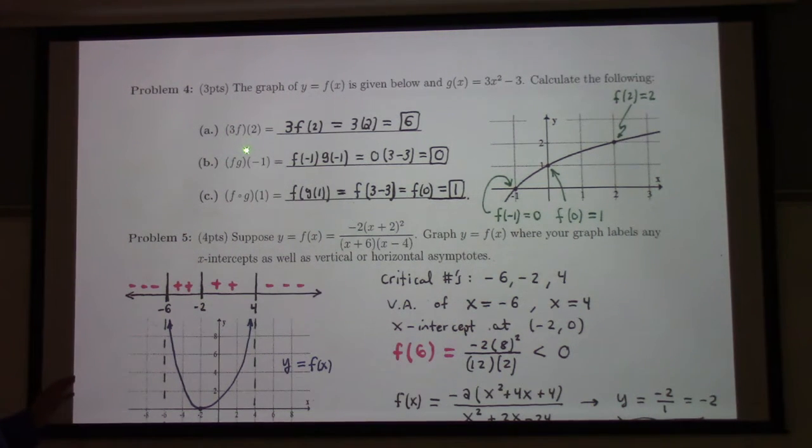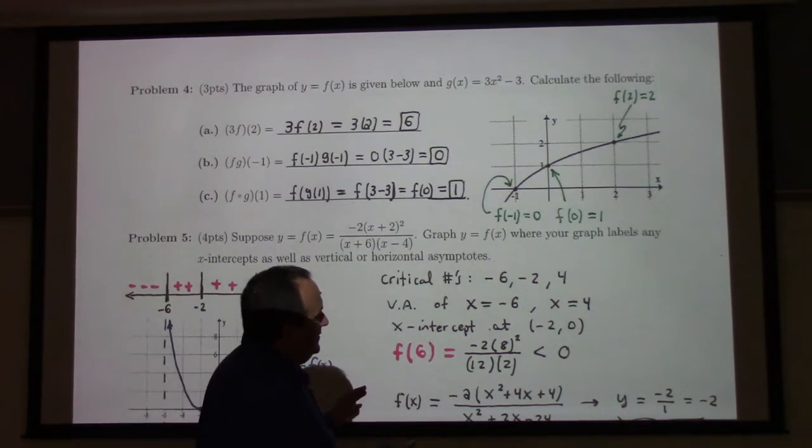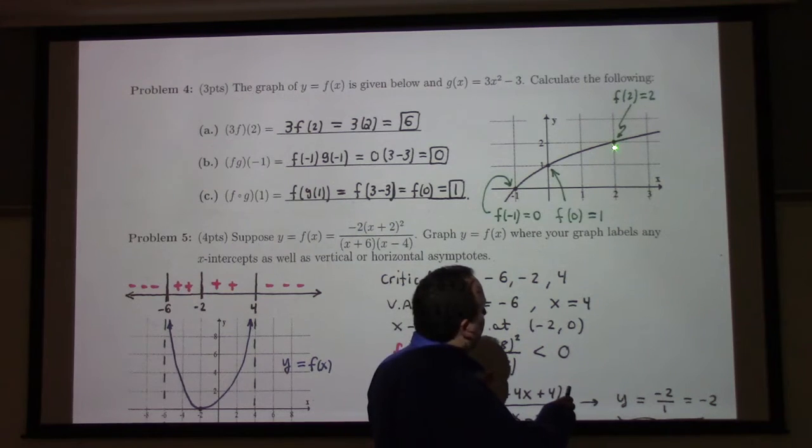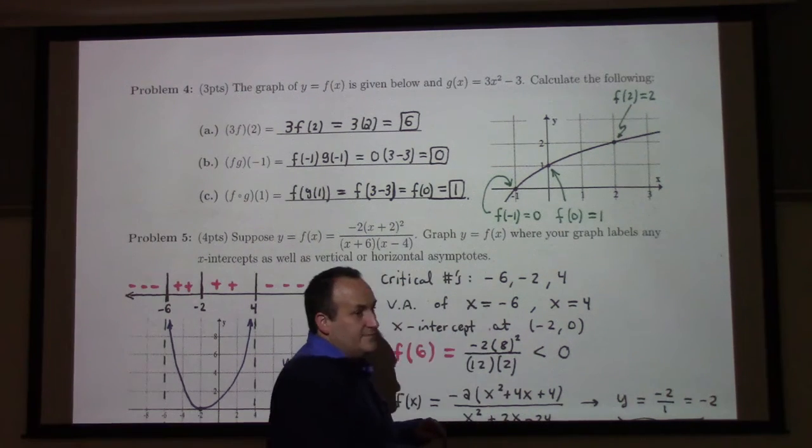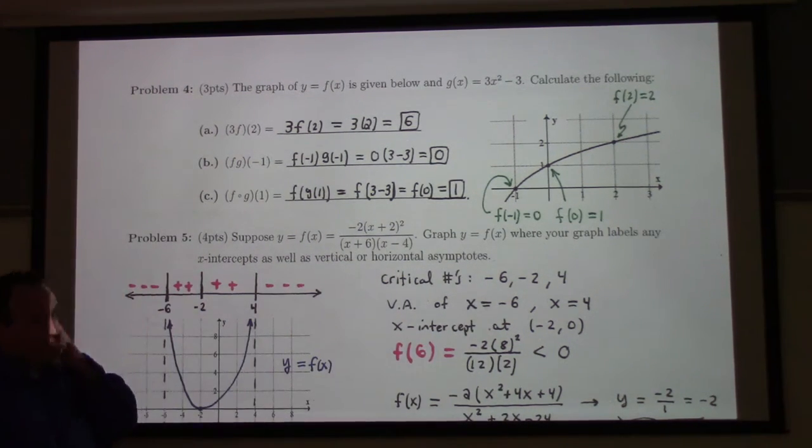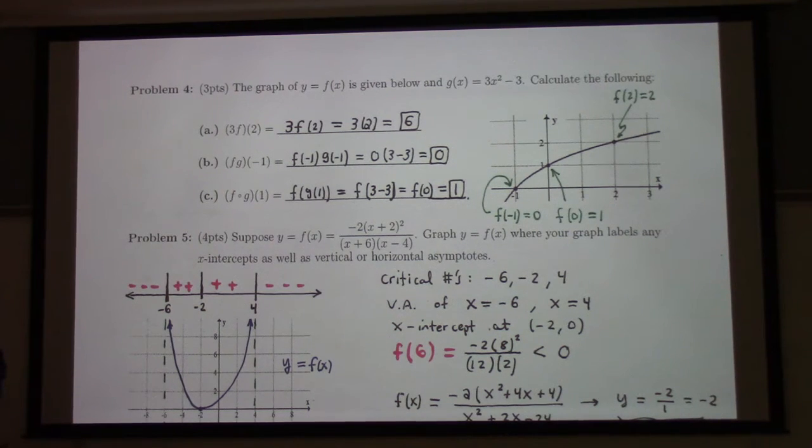3f of 2. That's 3 times f of 2. What is f of 2? You go over here. Here's the graph. F of 2, right there. F of 2 is equal to 2. So I have 3 times 2, which is 6. All right? That's all there is to it.